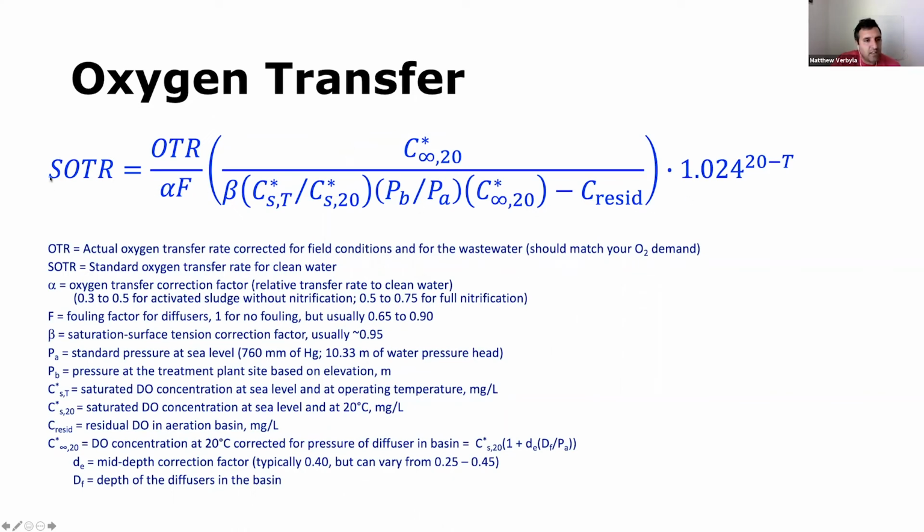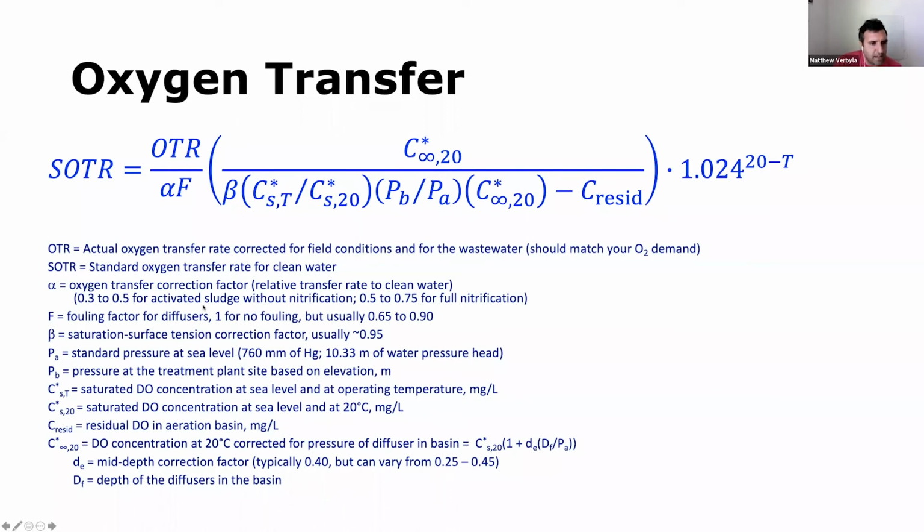Once we get the standard oxygen transfer rate, we can compare that to the ratings provided by oxygen diffuser suppliers. All right, so the terms of this equation here are defined below. Alpha is the oxygen transfer correction factor. It's the relative transfer rate for clean water compared to wastewater.